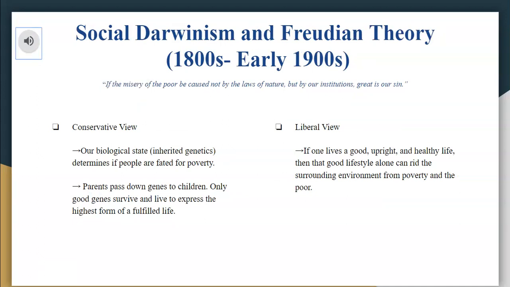Social Darwinism and the Freudian theory were two big concepts in the realm of psychology, but made a big impact on the field of social work. In this slide, I will be connecting Herbert Spencer and Sigmund Freud's views, which took place in the 1800s to early 1900s. Herbert Spencer was a strong advocate of the liberal views in society, though, as a Darwinist, he leaned more toward the conservative side.